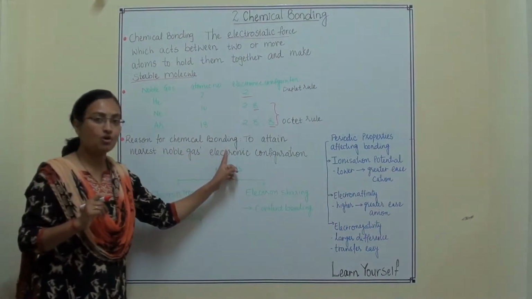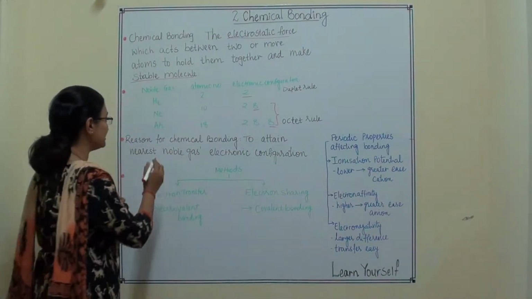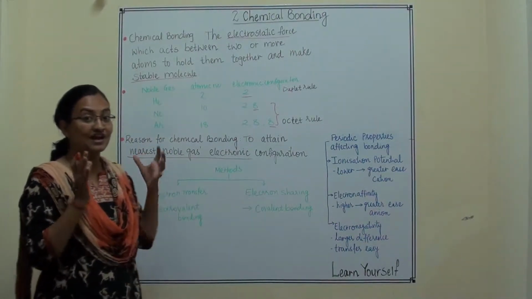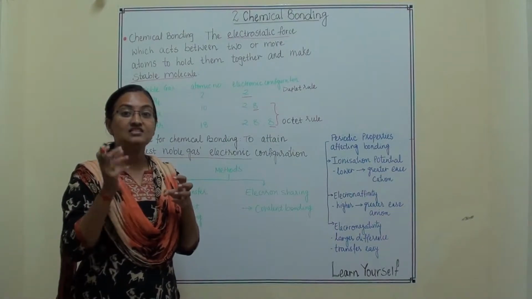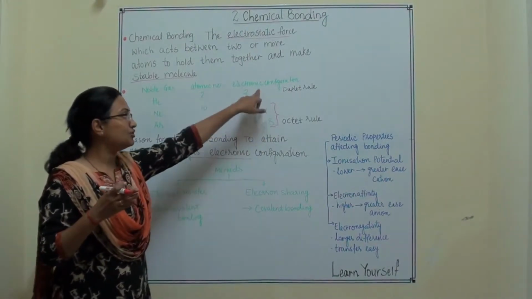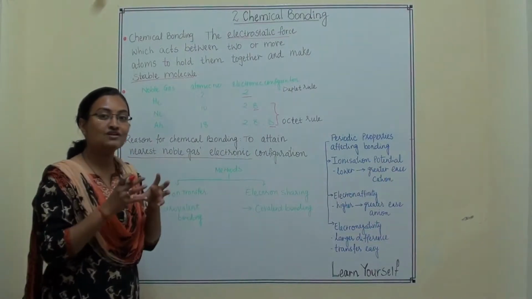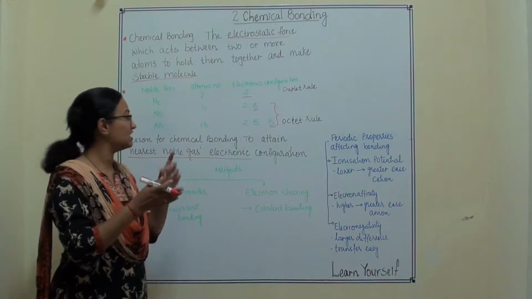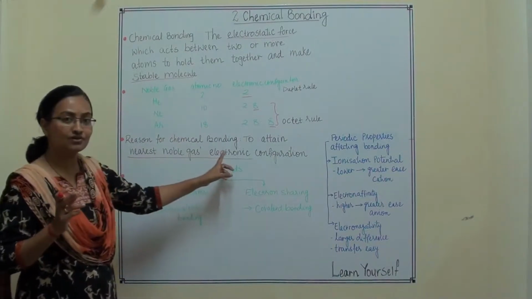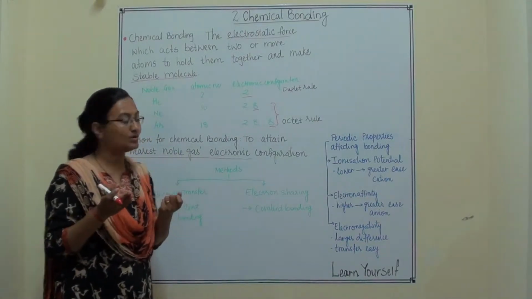Now the reason for chemical bonding is to attain the nearest noble gas electronic configuration. Here it is important. Each and every atom will try to attain the electronic configuration of its nearest noble gas element. To check how this is possible, see my video based on electronic configuration. There you will get an idea of how sodium will attain the nearest noble gas configuration, just like neon and not like helium or argon. So what is the reason for chemical bonding? To attain a stable electronic configuration, just like the nearest noble gas element.